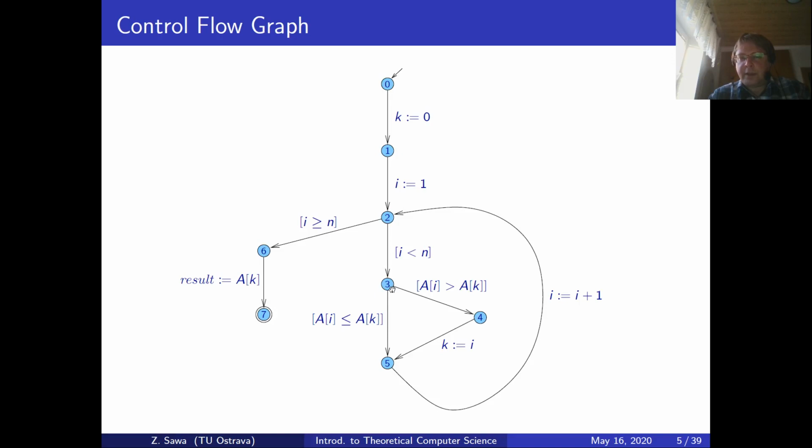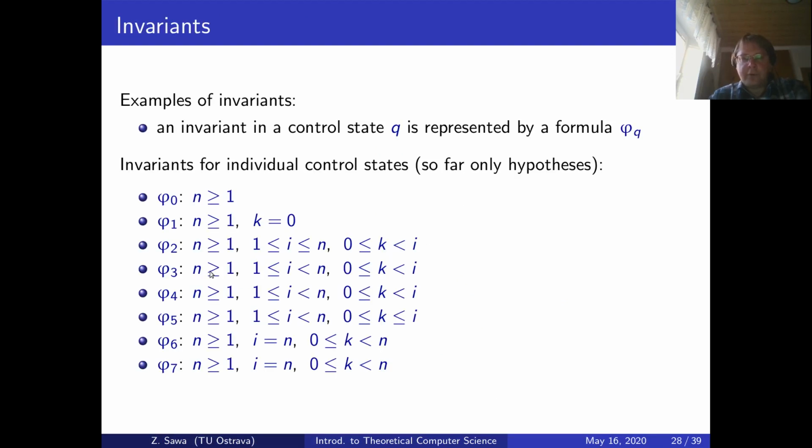So in state 3 we have the condition that i is greater or equal to 1 and strictly less than n, so it will be a correct index into array A, and k will be strictly less than i. So if i is less than n, k will also be strictly less than n, and it's greater or equal to 0. So again, it will be a correct index into the array.